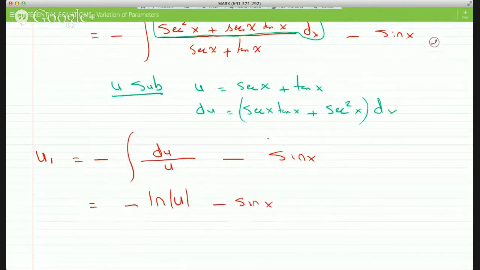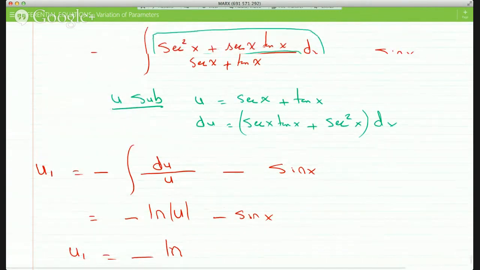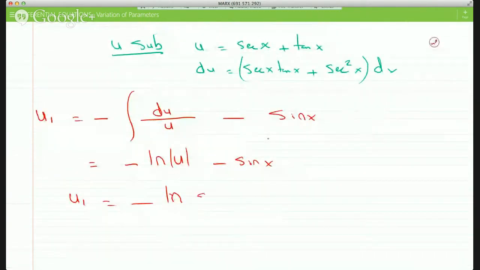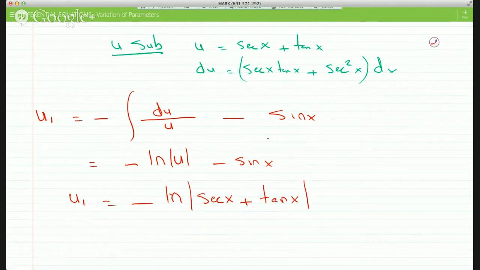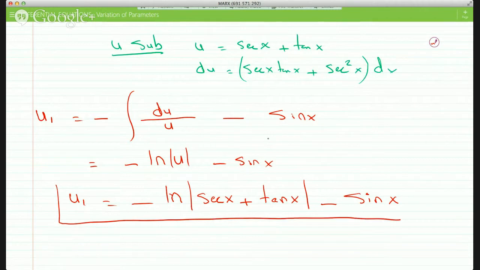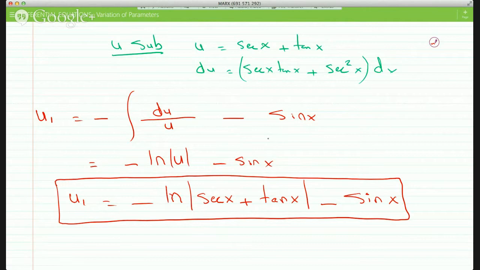Minus sine x. So the answer for u1 is minus ln secant x plus tan x. So secant x minus sin x. Okay? That's our u1.